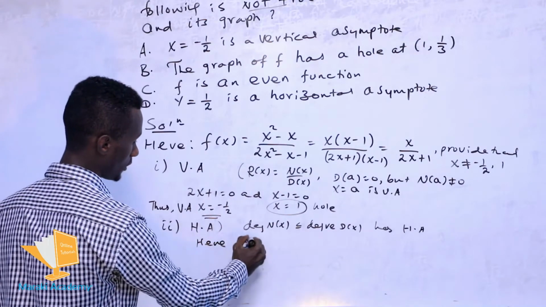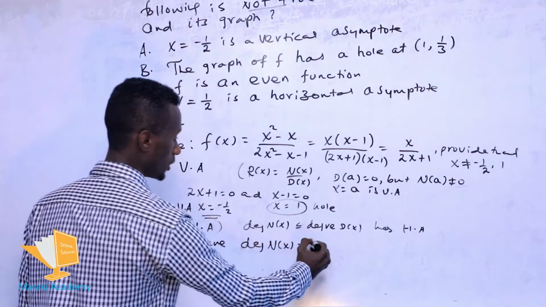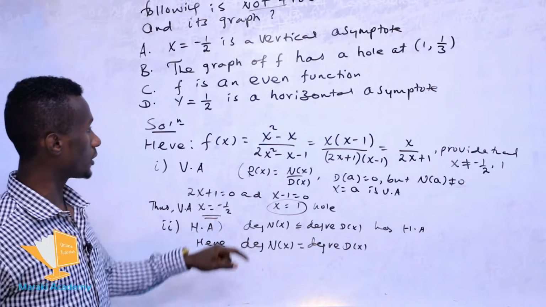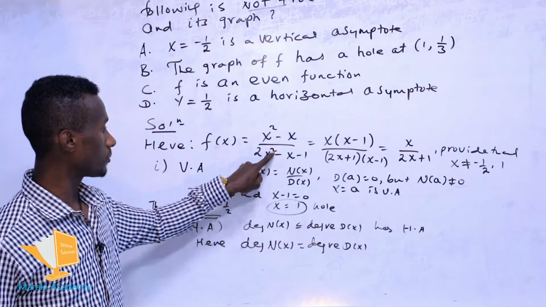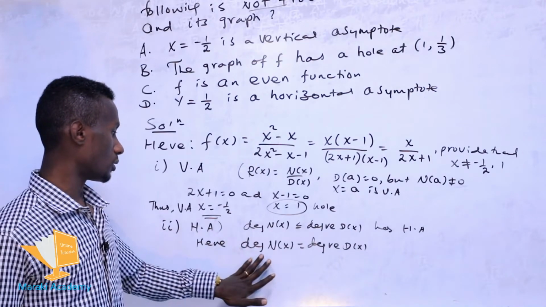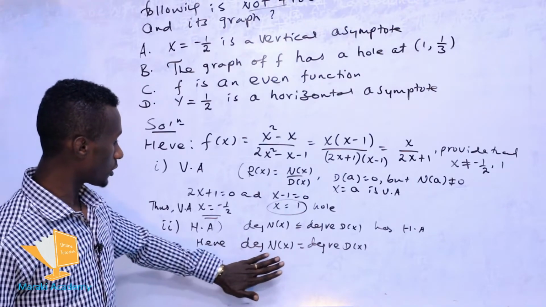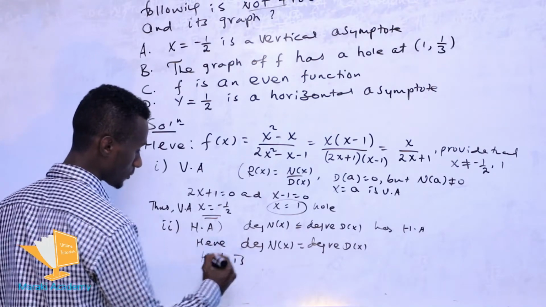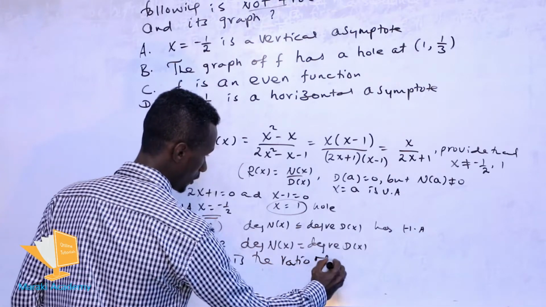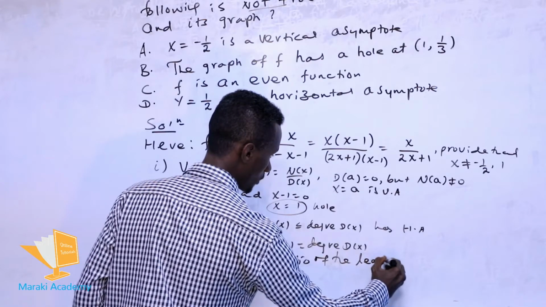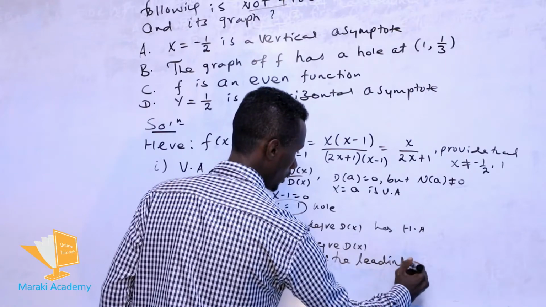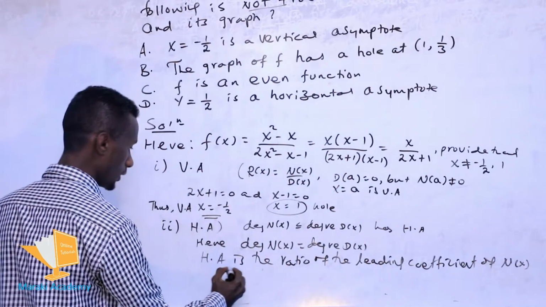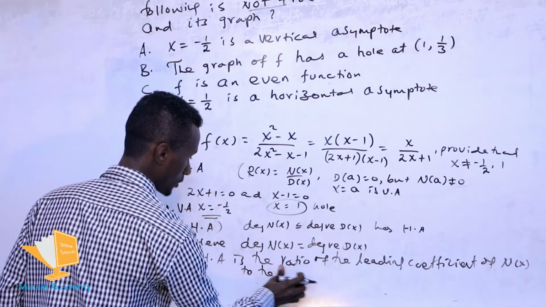So in this case, here we have the degree of numerator equal to the degree of denominator. So there is a horizontal asymptote, because the degree of the numerator is 2 and the degree of the denominator is also 2. Since they have the same degree, we can find the horizontal asymptote. When the degree of numerator equals the degree of denominator, the horizontal asymptote is the ratio of the leading coefficient of n of x, the numerator, to the leading coefficient of the denominator, d of x.